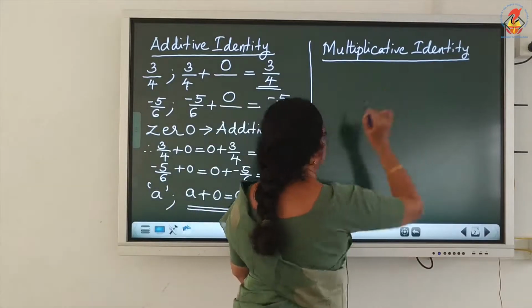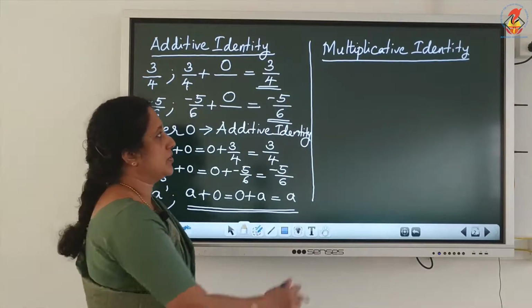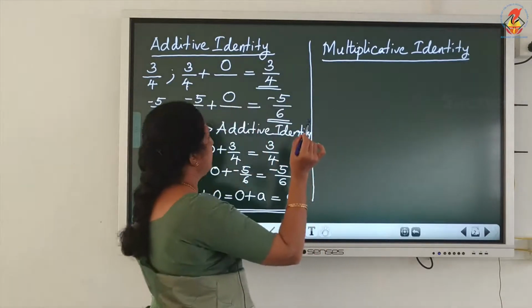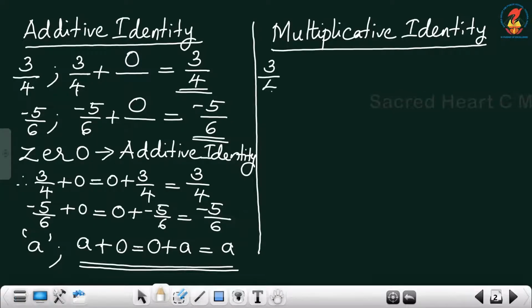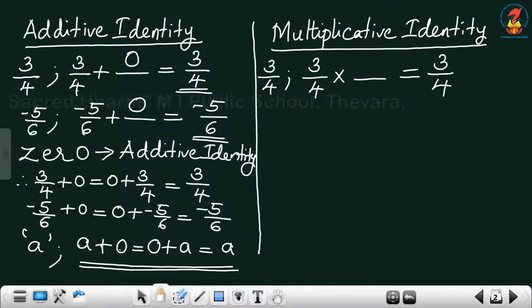Now, next multiplicative identity. So, here the operation involved is multiplication. Now, consider the rational number 3 by 4. When you multiply this 3 by 4 with another rational number, the product is the rational number itself, that is 3 by 4 itself. Can you say which rational number? You know that. Which rational number? 1. So, 3 by 4 into 1 is equal to 3 by 4.